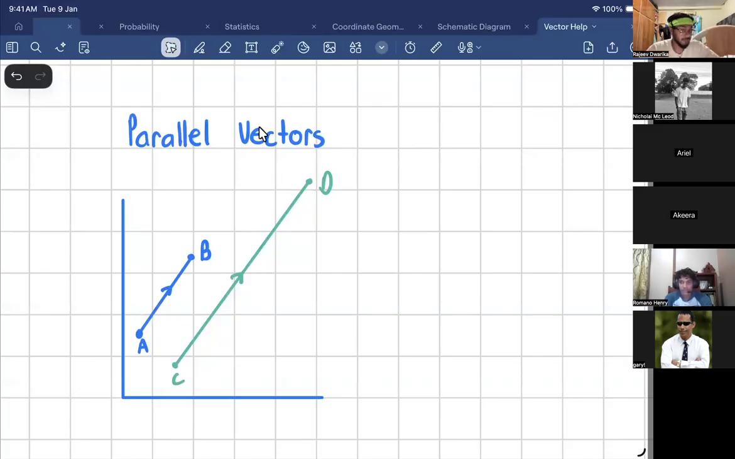If you want to show that two vectors are parallel, you need to be able to show that they are scalar multiples of each other. That's what you need to be able to do. That is what you need to do.